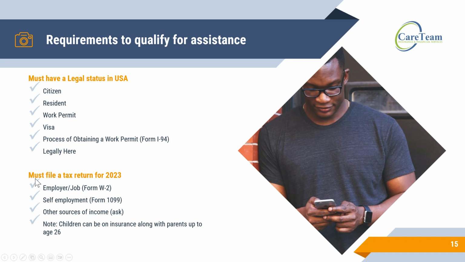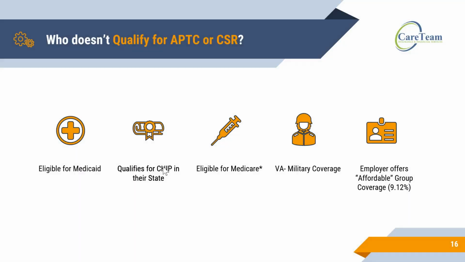The next item is that they must file a tax return for 2023. So even if they hadn't filed taxes in the past, as long as going forward, they're going to file taxes and reconcile whatever they should have done in the past, they'll be eligible. And proof of income is either from an employer, job, W-2. It could come from self-employment, Form 1099, or other sources. Just ask them, what are they doing to earn income? And children can be on insurance along with their parents up until age of 26.